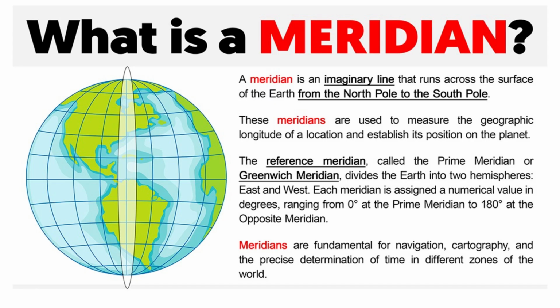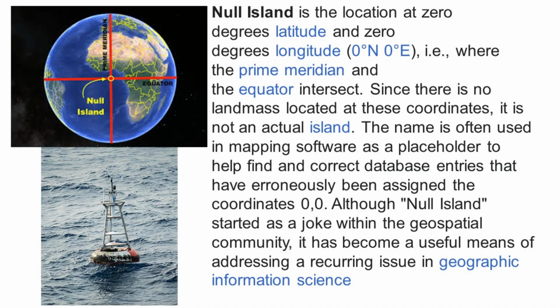The prime meridian at 0 degrees longitude, passing through Greenwich, is the reference point for all longitudes. At the point where 0 degrees latitude and 0 degrees longitude meet, lies a spot called Null Island. It isn't a real island, but it's used in mapping software as a reference point.